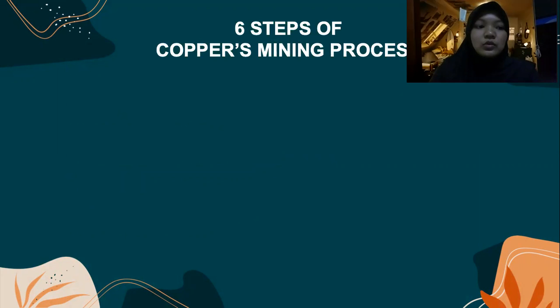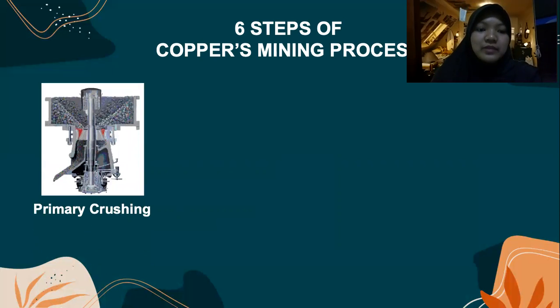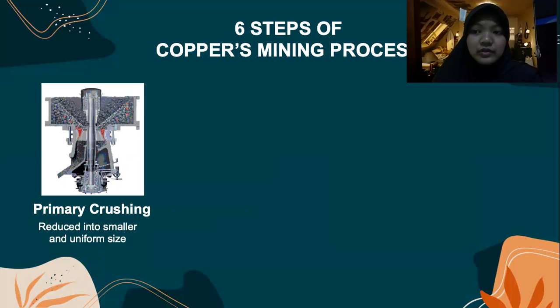Next. So how do we get the copper? Or how is the process until the copper is ready to be used in various applications? In my opinion, there are 6 steps in copper's mining process. The first one is primary crushing. After the exploitation, the ore is transported with a dump truck and then delivered to the primary crusher section. In this process, the ore, which still has various sizes, will be crushed by this machine, as you can see in the picture, called a gyratory crusher, and will be reduced into a smaller and uniform size.